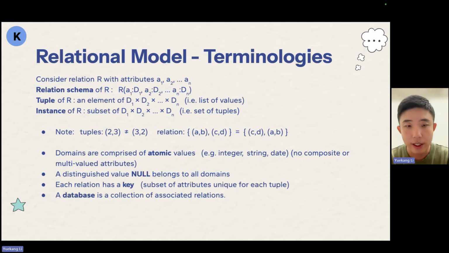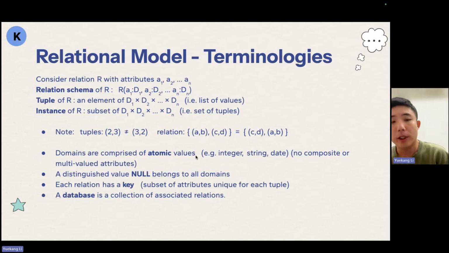Please note that a tuple is a list, a vector, so ordering matters for tuples. However, a relation is a set of tuples, a set of rows, so ordering doesn't matter there. That's the key thing to notice here.